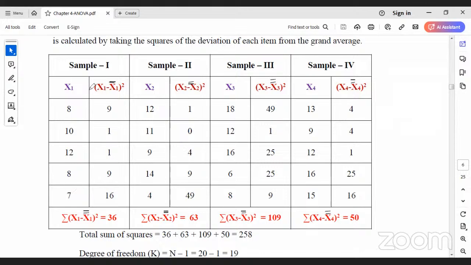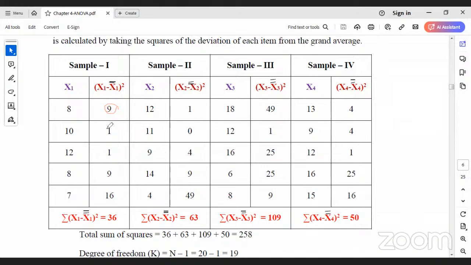In the previous within-sample table, x1 minus x bar was there, but here we have to take x double bar. So x1 minus x double bar. 8 minus 11, how much? 3. 3 square, 9.